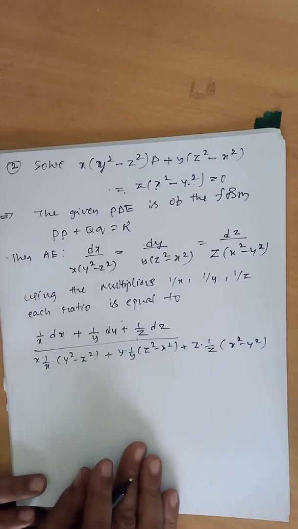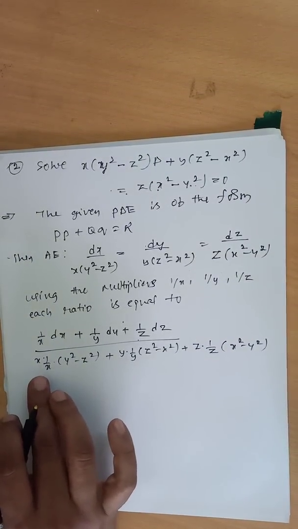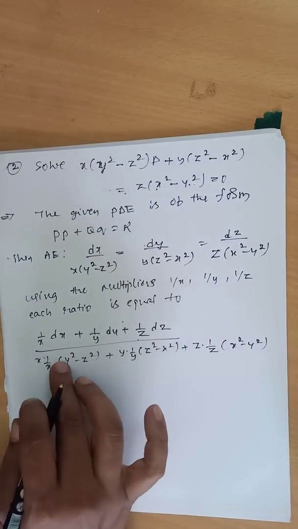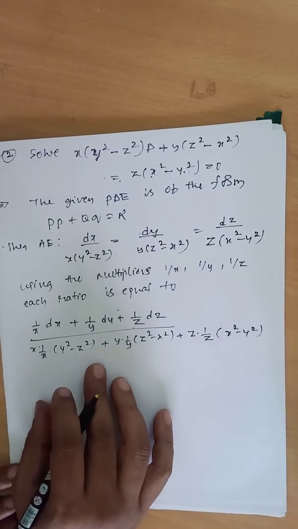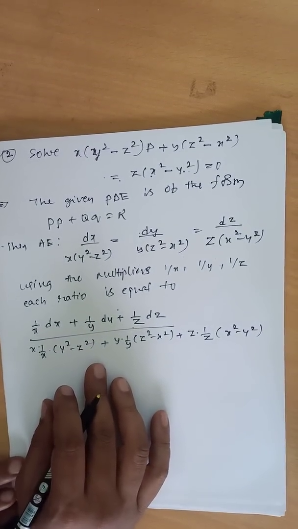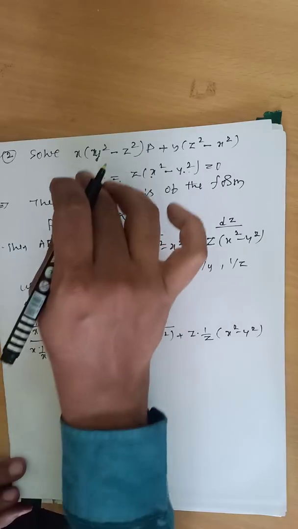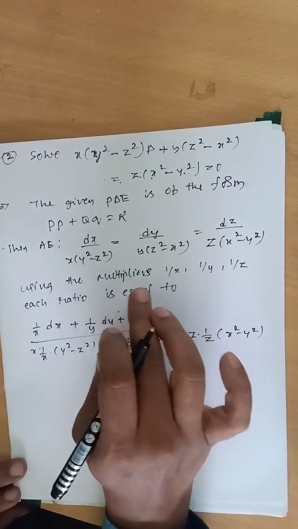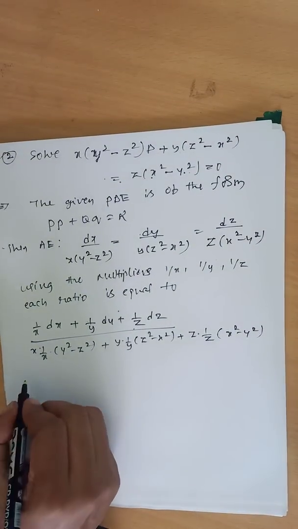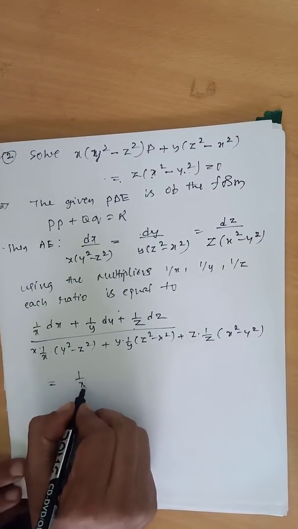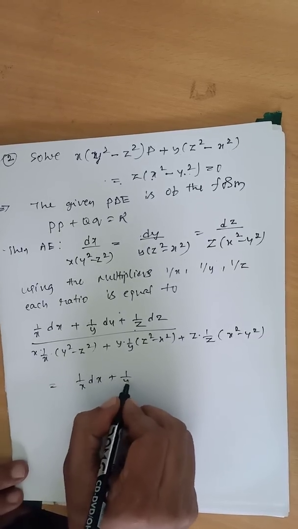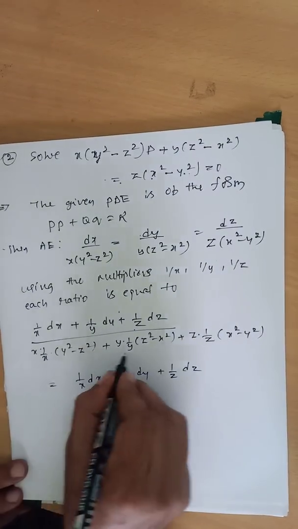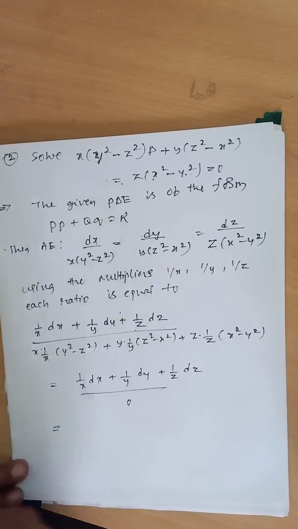So I am choosing 1/x, 1/y, 1/z to make the denominator 0. See, x cancels, y, z cancel. So adding this you will get 0. That is why I am choosing 1/x, 1/y, 1/z, because here 3 variables are there. That is why you take 3 terms for multipliers. So 1/x dx + 1/y dy + 1/z dz, see here the denominator is 0.